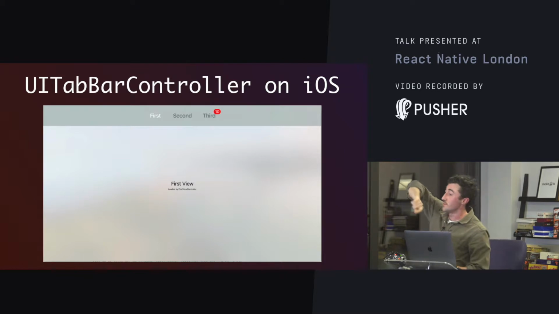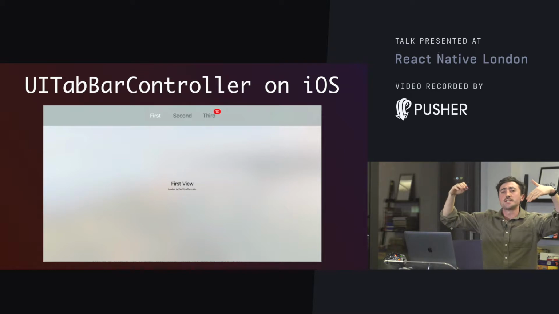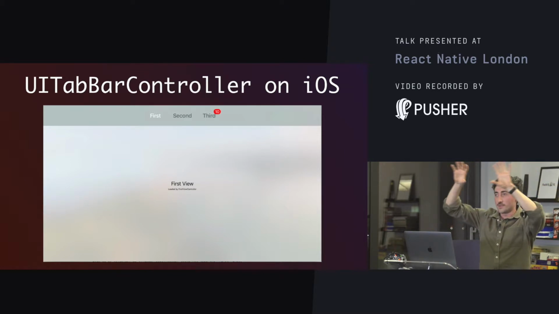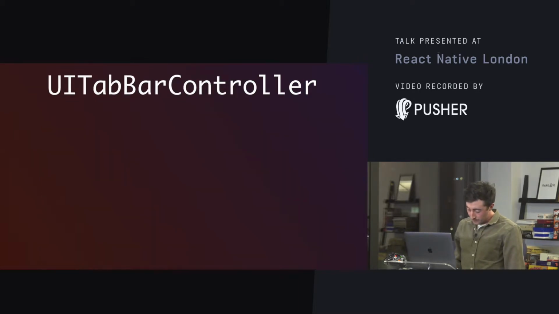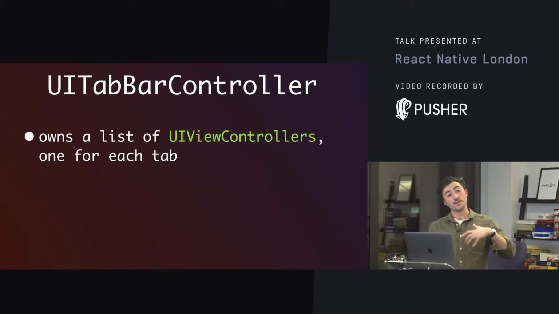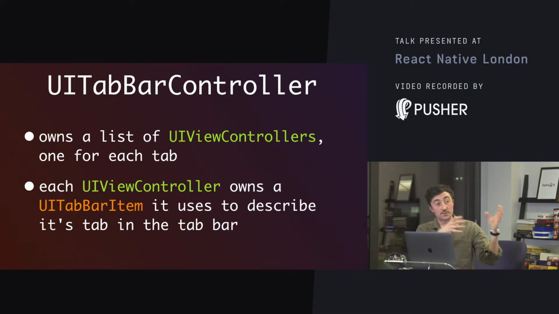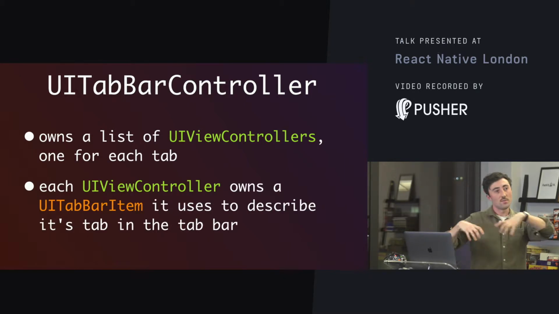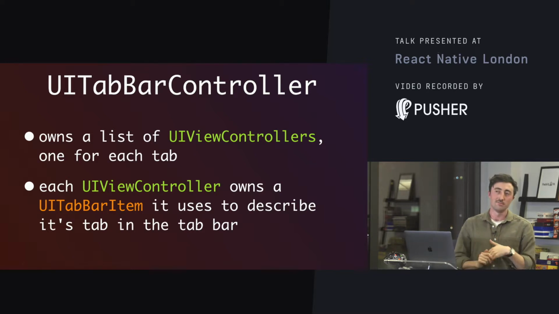So instead, the tabs are at the top, and when you go into the content, the tab bar hides itself so that you just focus on the content on the TV. So a UITabBarController owns a list of UIViewControllers, one for each of those tabs. And then each of those view controllers has this model object called a UITabBarItem, which it uses to describe the title and the icon and other stuff about the tab that it's in.